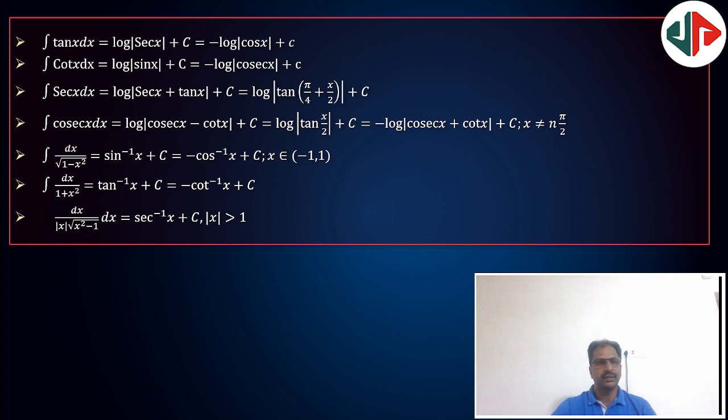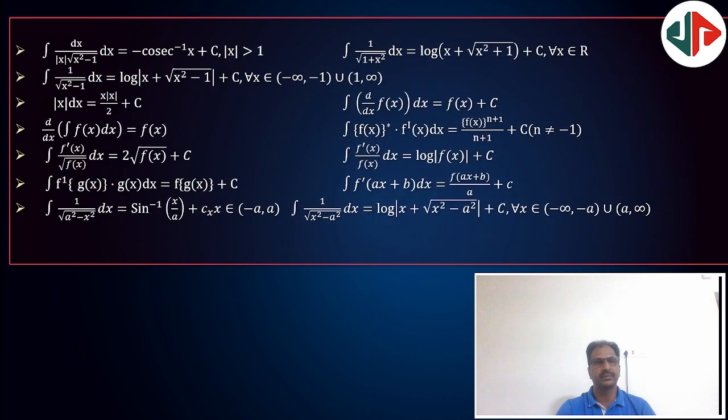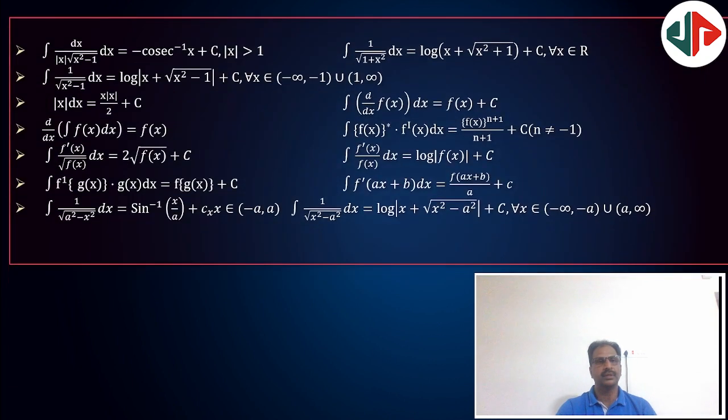Next, integral 1 by mod x root of x square minus 1 is secant inverse x plus c, or it is minus cosecant inverse x plus c, both are correct. Integral 1 by root of 1 plus x square is log of x plus root x square plus 1. Integral 1 by root of x square minus 1 is log mod x plus root of x square minus 1. Integral mod x is x mod x by 2.